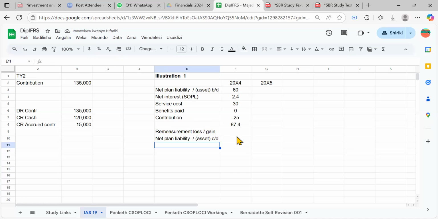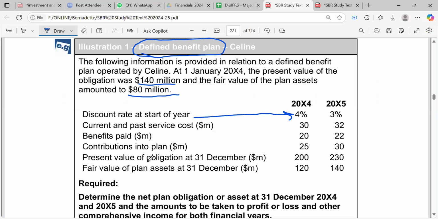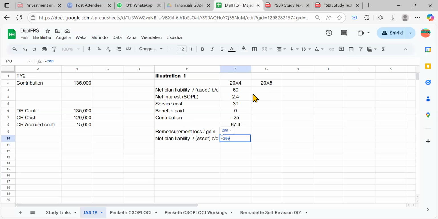Okay. How do we get that now? We do the same. We are given the present value of the obligation at the end and the value of the plan asset. So as usual, we say obligation minus what? Asset. 200 minus how much? 120. So 200 minus 120 and we have 80.